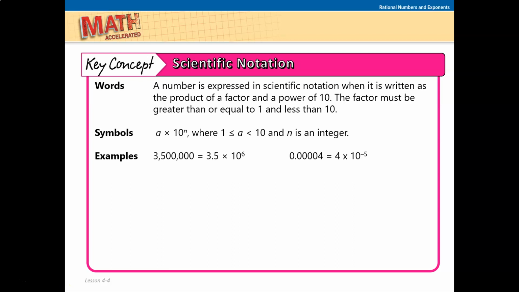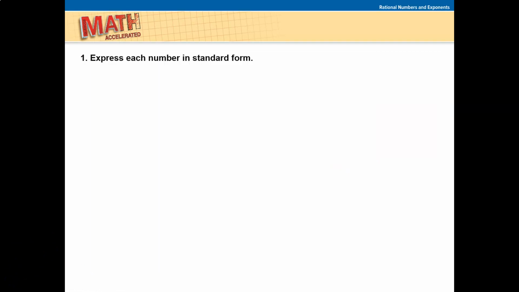So here are some more examples of numbers in scientific notation. 3,500,000 would be 3.5 times 10 to the 6th, standard form, scientific notation. 0.00004 equals 4 times 10 to the negative fifth, standard form, scientific notation. Express each number in standard form.